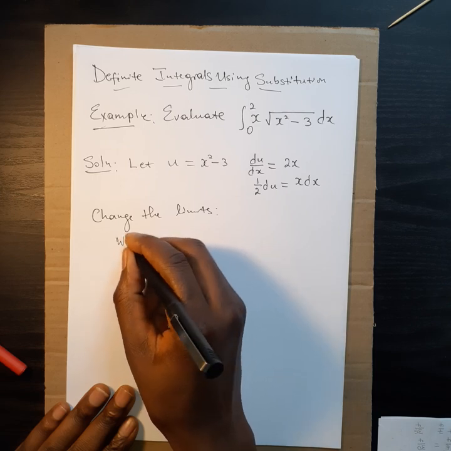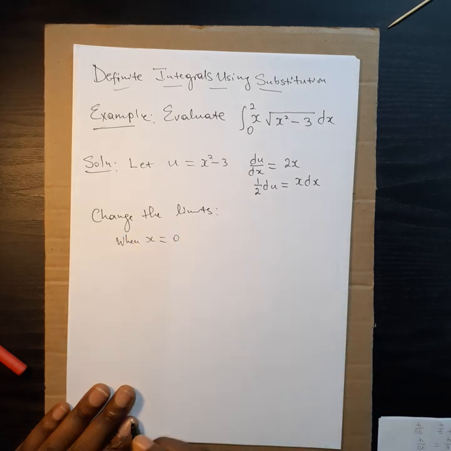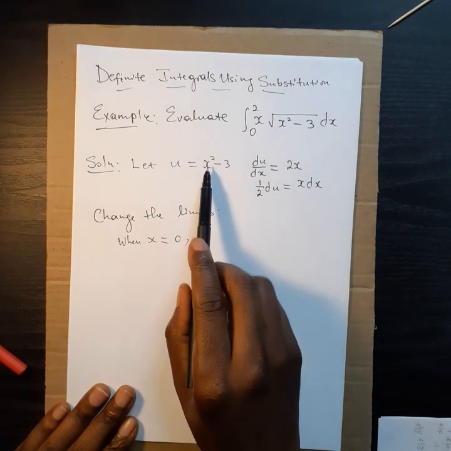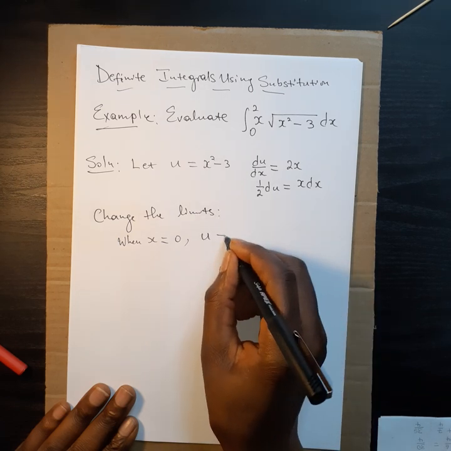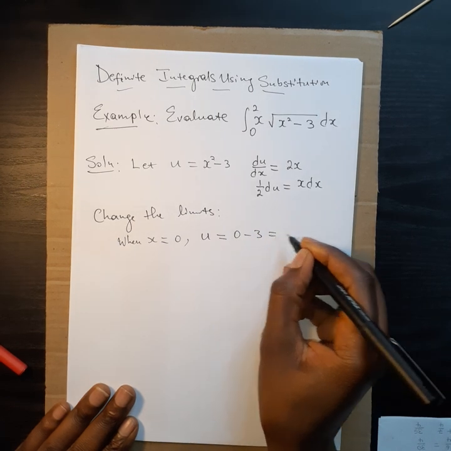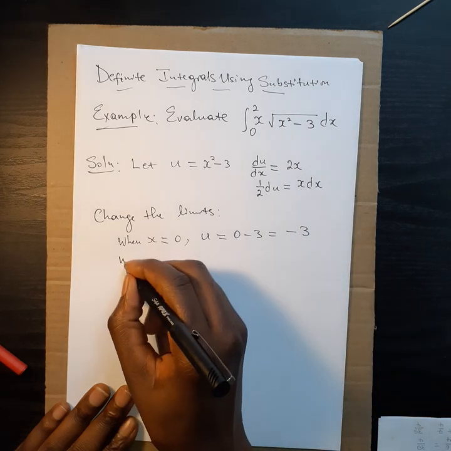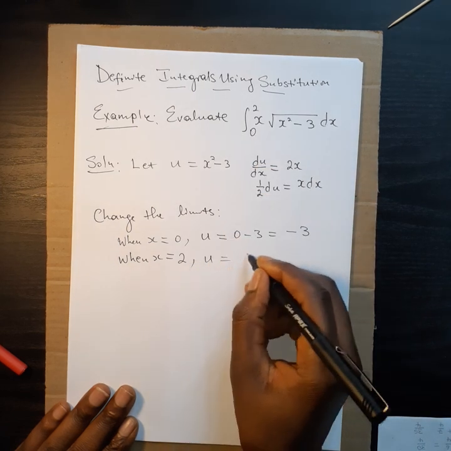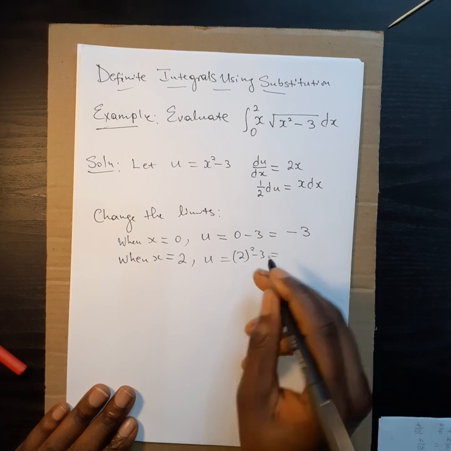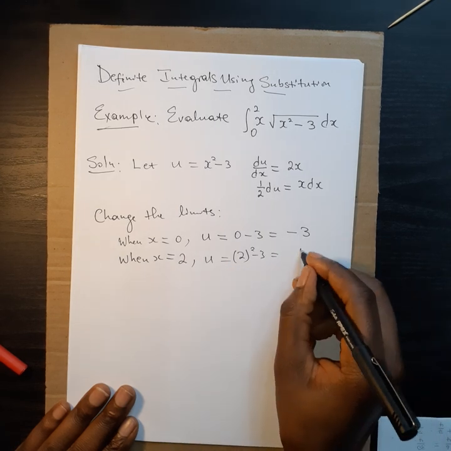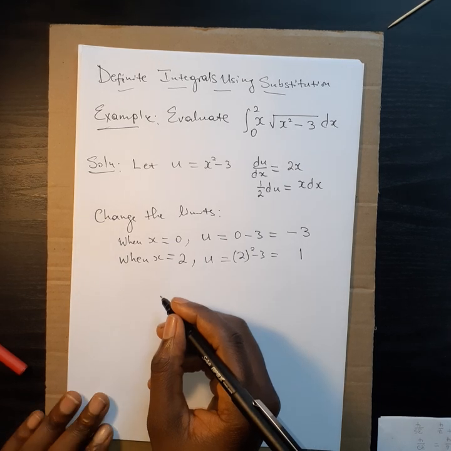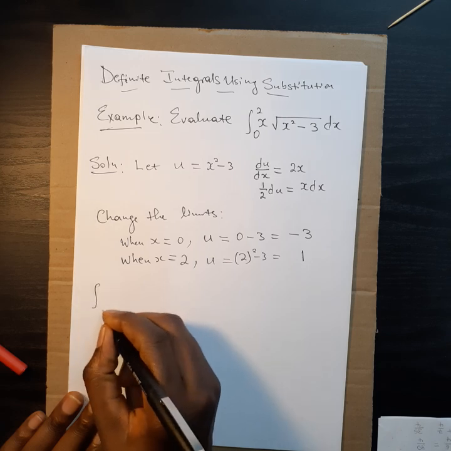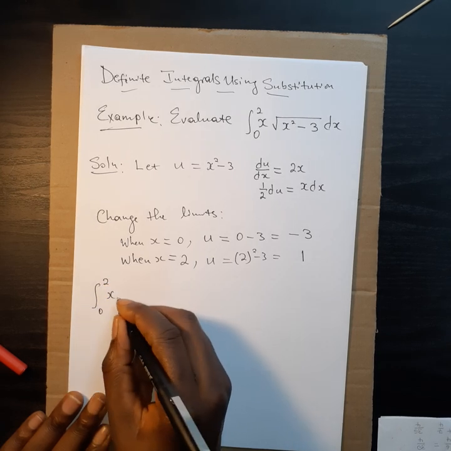So we may say when x is equal to 0, what about u? We said u equals x squared minus 3. So x is 0, we put 0 there. It means u will be equal to 0 minus 3, which is minus 3. Then when x is equal to 2, u will be 2 squared minus 3, which is 4 minus 3, which is 1.